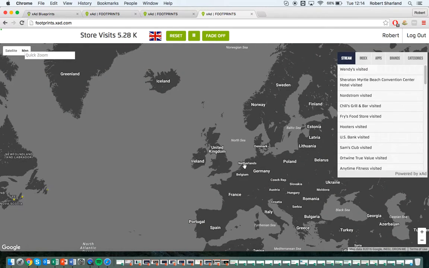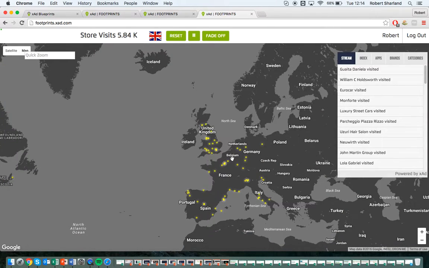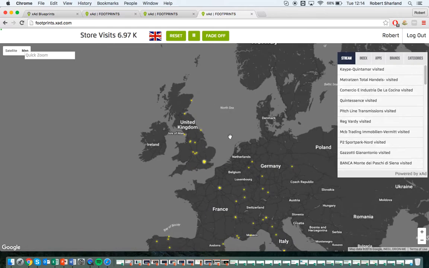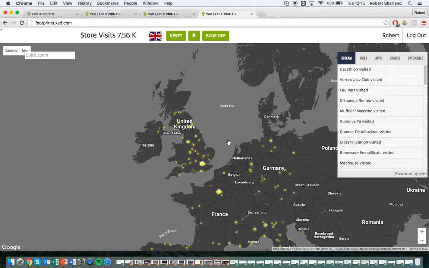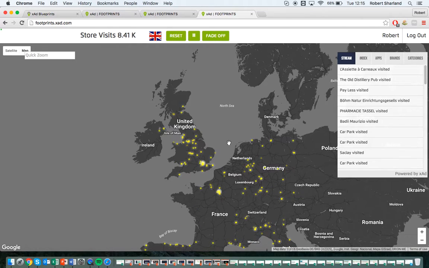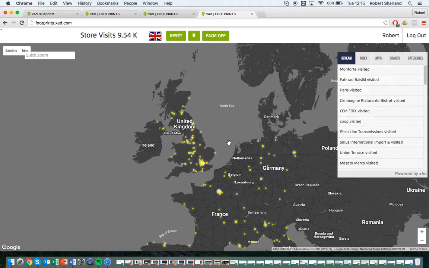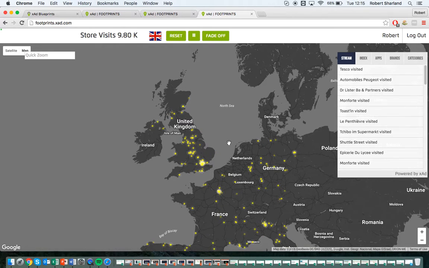What you're seeing on the screen now is a 10% sample of the impressions that we are seeing in real time. To give you an idea, each time you see a yellow dot appear on the screen, that is a real person accessing one of around 100,000 apps that we work with and producing what's called an ad request, and we see them in real time appear on the map here.